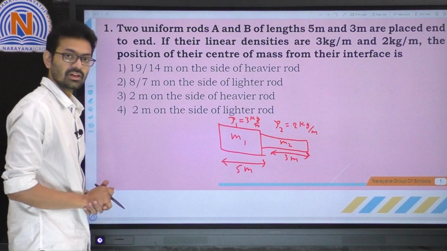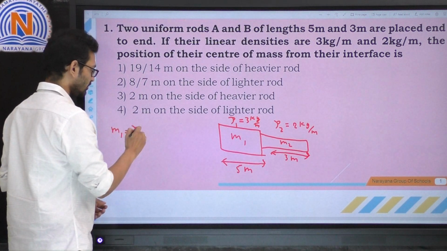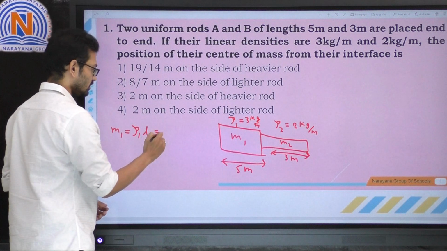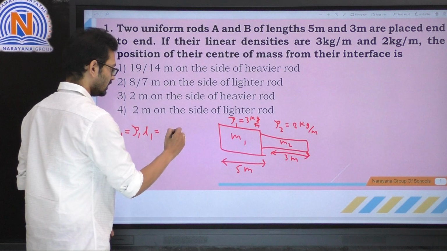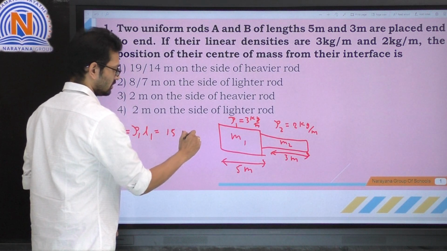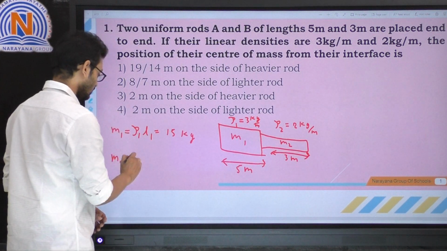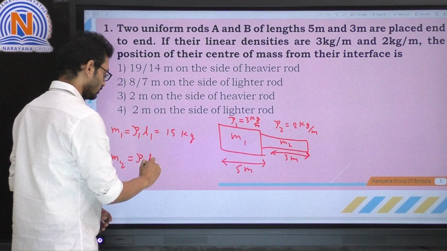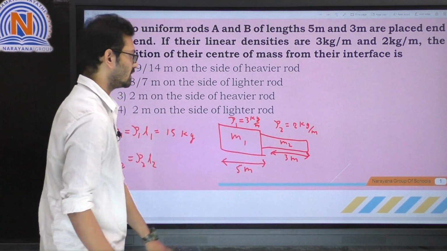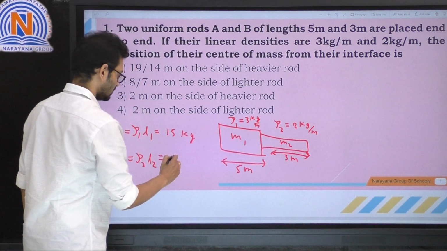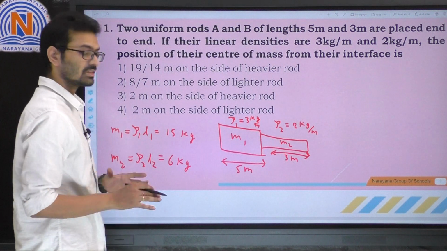From there we can find m1 and m2, because m1 is nothing but density 1 into L1. Density 1 into L1 gives 3 into 5, which is 15 kg. And m2 is density 2 into L2, where density 2 is 2 kg per meter and the length is 3. 2 threes are 6, so you get 6 kg. Now we will observe the centers of mass.